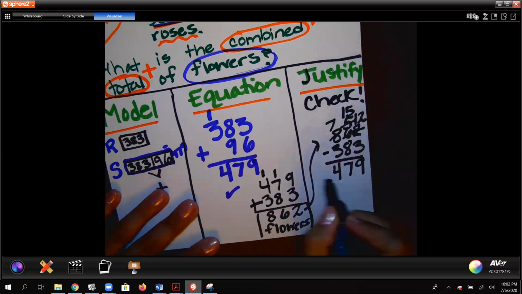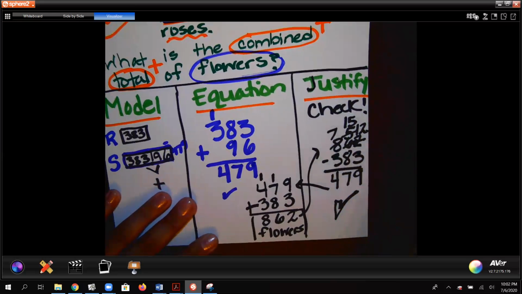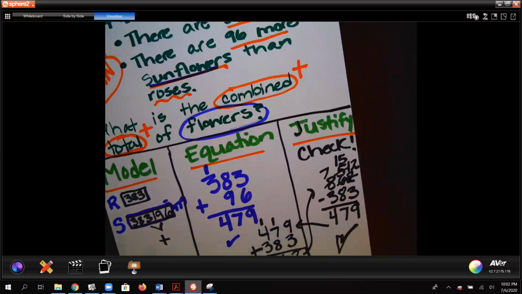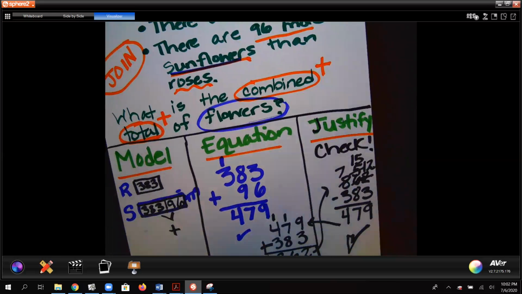So did we get the right answer? Yep, check. And my students and I always said Nike check to make sure it is correct. And we got it. So there you go. And in this problem alone, we used 2 models. We used bar model and we used equations.